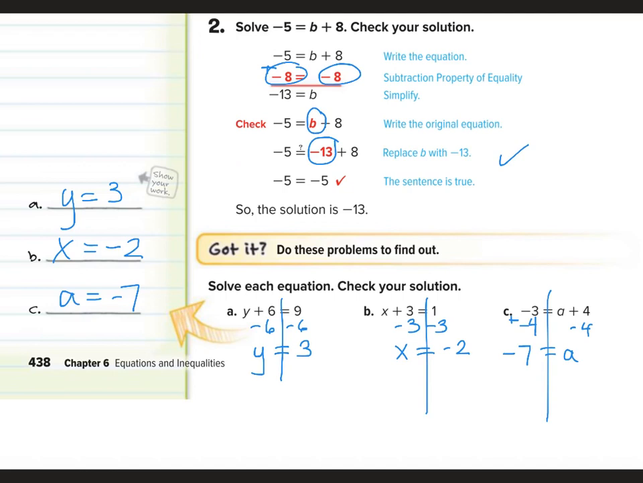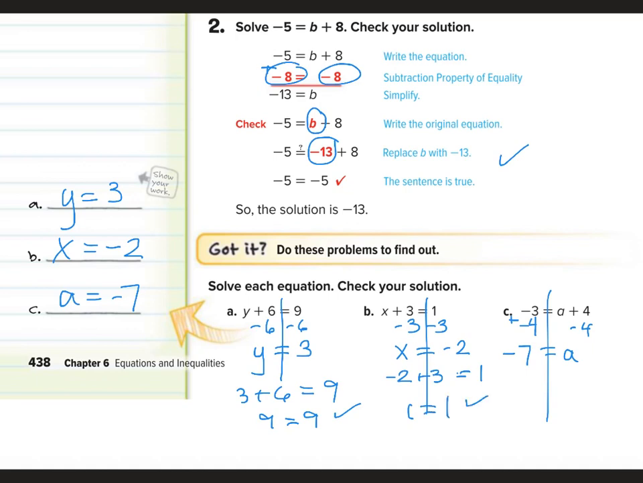You can check the solution by substituting back in the value to the equation. So 3 plus 6 equals 9. 9 equals 9. Check, that's true. -2 plus 3 equals 1. -2 plus 3 is 1. 1 equals 1. That's true.